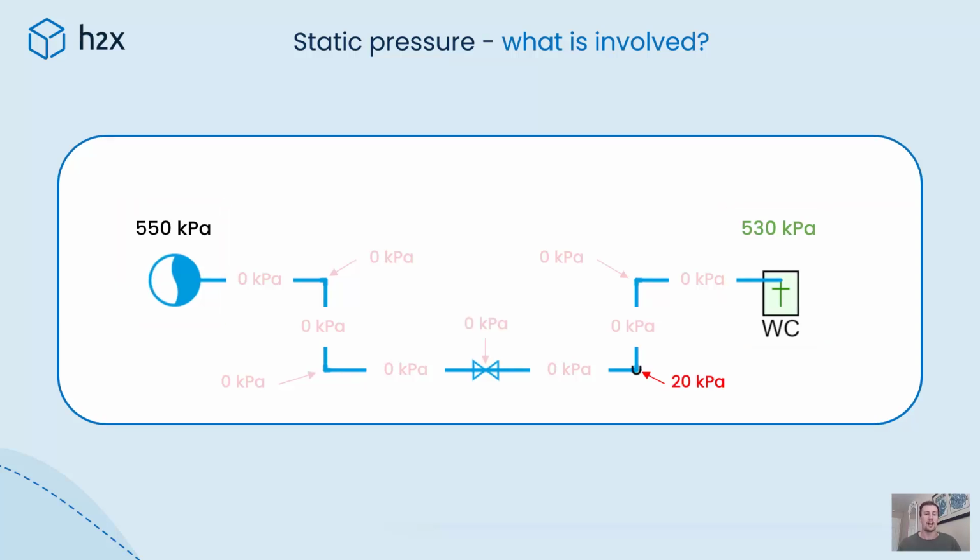However, if the fixture is higher than the starting point, the pressure will decrease. So in this example, we started with 550 kPa. No pressure was lost through the pipes, valves, or fittings. But the fixture is now 2 meters higher than the starting point. So we will lose roughly 20 kPa, meaning that we get 530 kPa at the fixture.